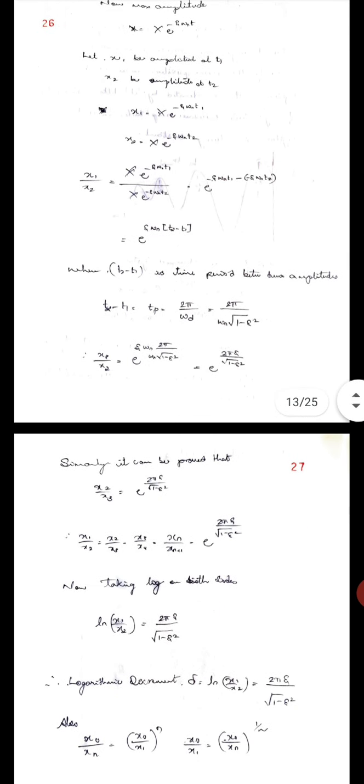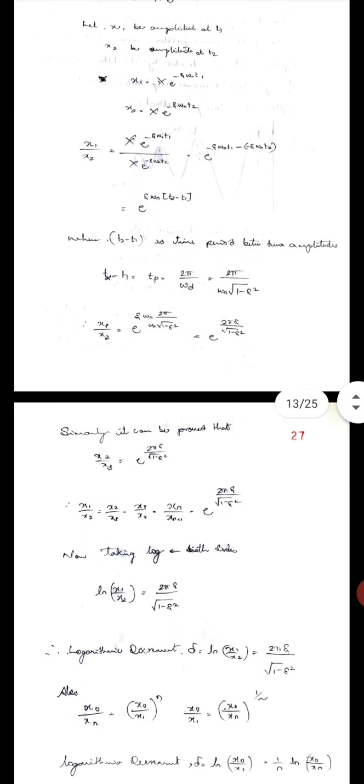Similarly, it can be proved that x2 by x3 is also e raised to 2 pi zeta over the square root of 1 minus zeta square. This is the same for x1 by x2, x2 by x3, x3 by x4, and so on up to x n by x n plus 1. That is e raised to 2 pi zeta over the square root of 1 minus zeta square.